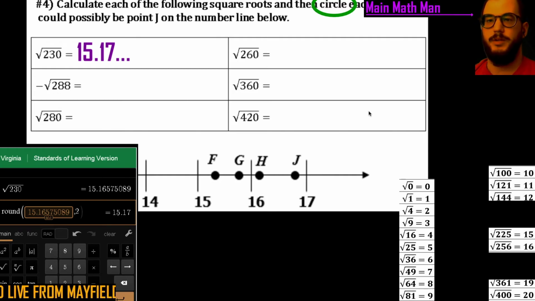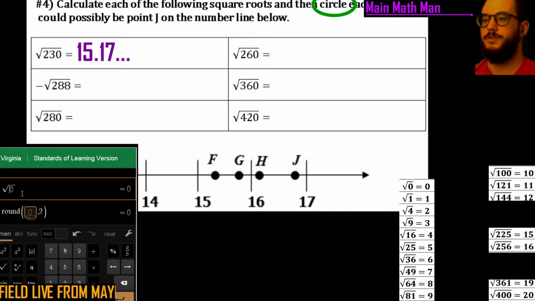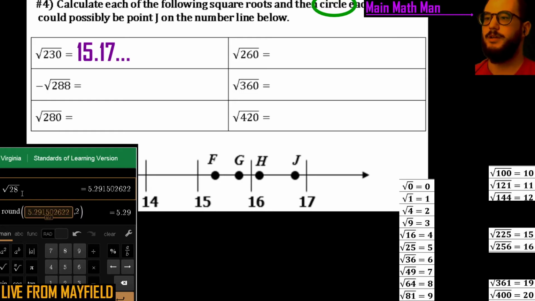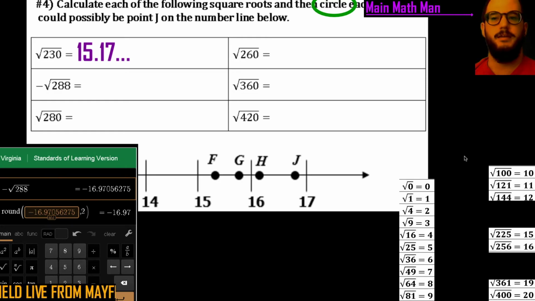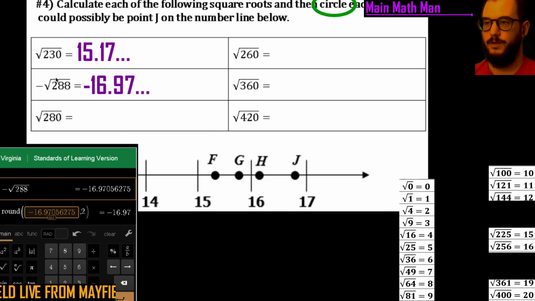Moving on to this next one, let's just clear out. Again, we don't have to hit clear all because we are still using the same idea. So we're going to say 288. However, I need to make sure I include that negative out front. So it says negative 16.97. I'm going to say that's my value that I have there. So I said the negative square root of 288 is negative 16.97.